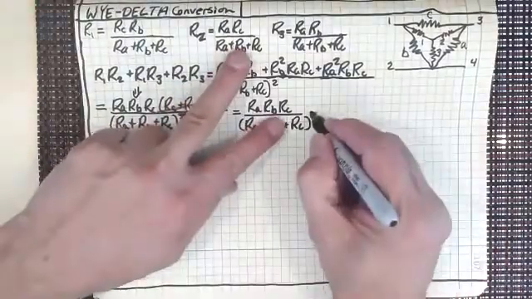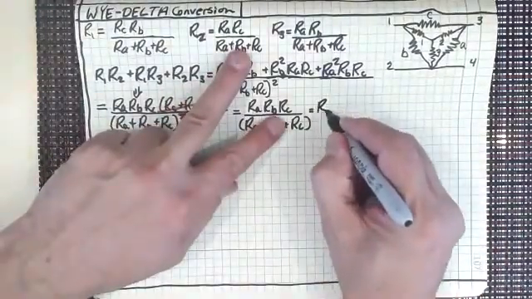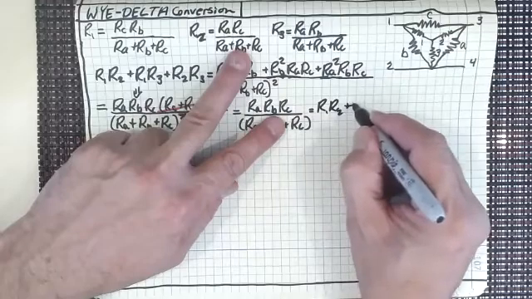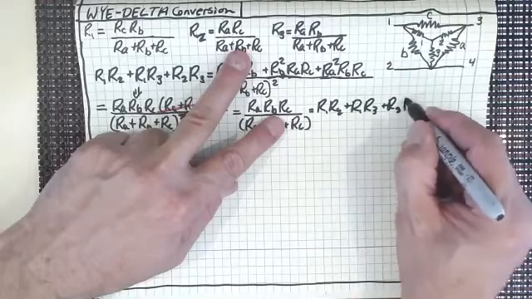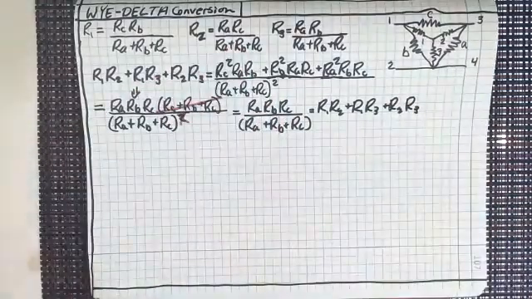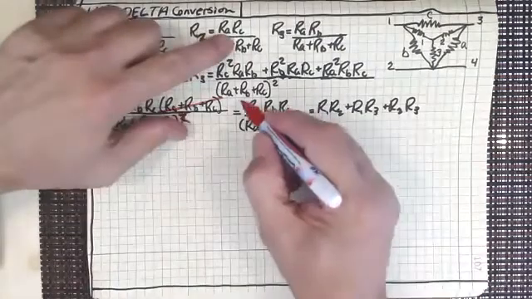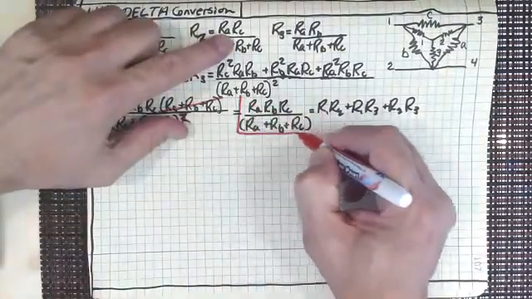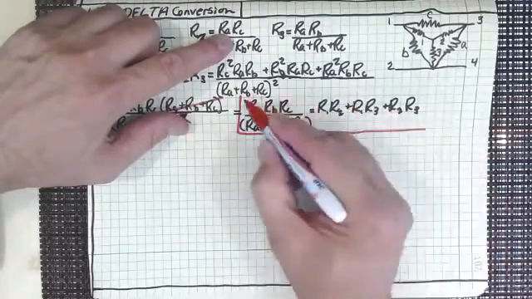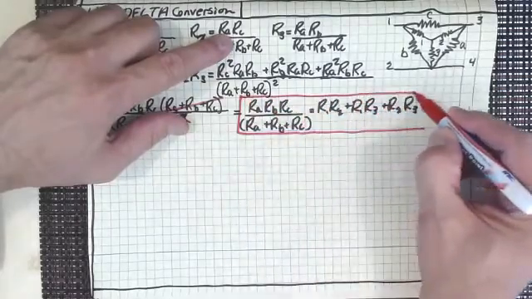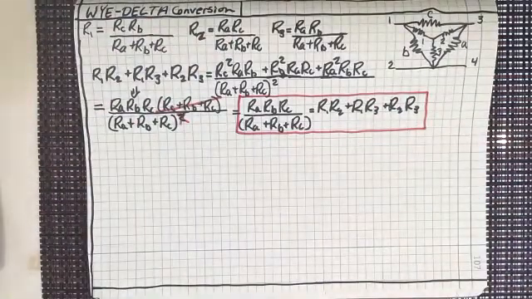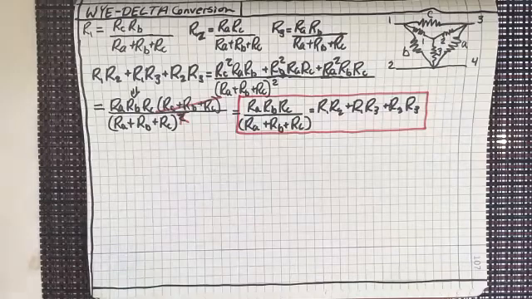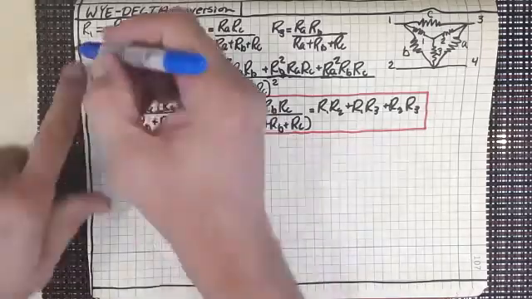And I just want to write that down again. R1 times R2 plus R1 times R3 plus R2 times R3. And we should put a box around that because that is such an important transient equation, right?